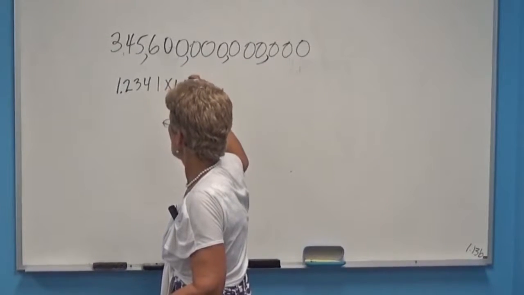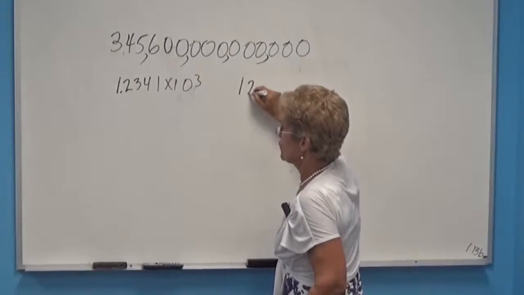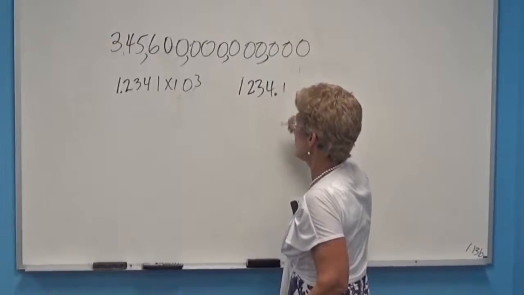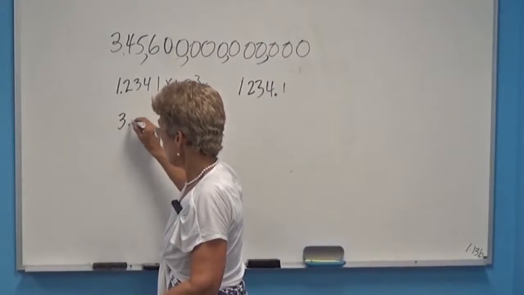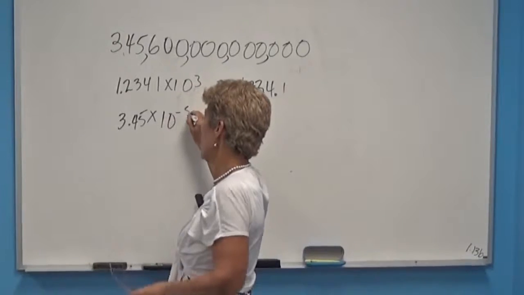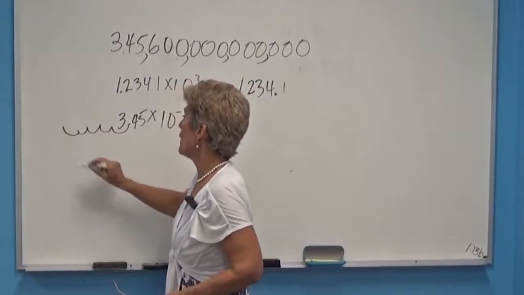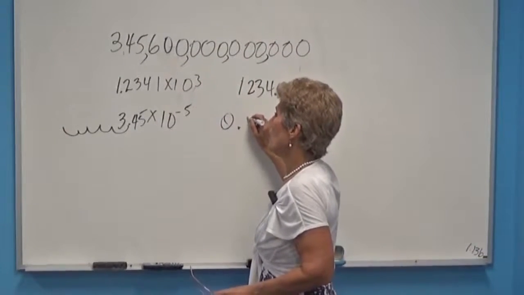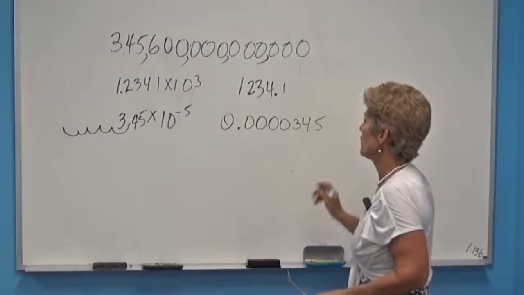The next one, B, I have 1.2341 times 10 to the 3rd. So I'm going to move it 3 places this way. 1, 2, 3, 1,234.1. The next one, 3.45 times 10 to the negative 5th. This time we're going this way. 1, 2, 3, 4, 5. So it'd be 0.0000345.